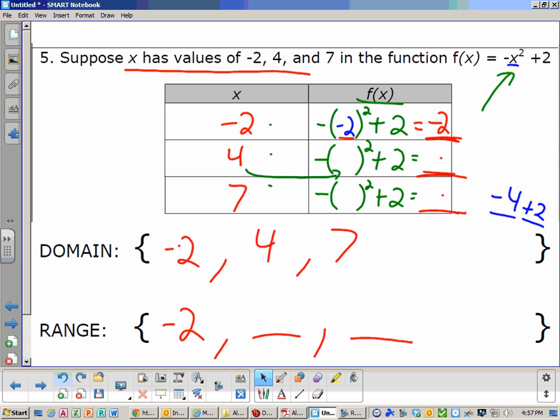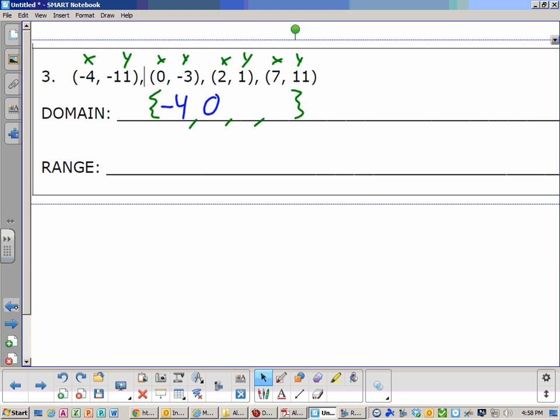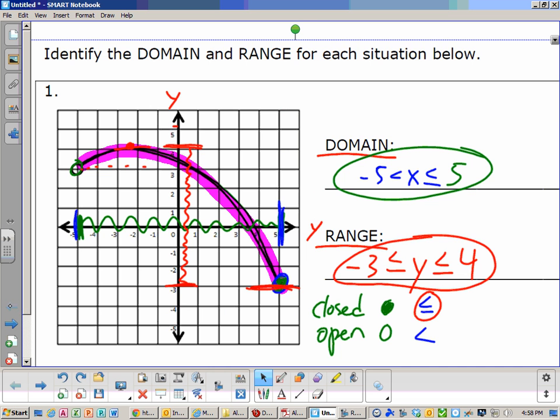All right. But that's your domain and that's your range in so many different aspects, from equation to tables, from a mapping, ordered pairs, table, and a graph. So mappings, domain and range can be done in so many different ways for your STAR test.